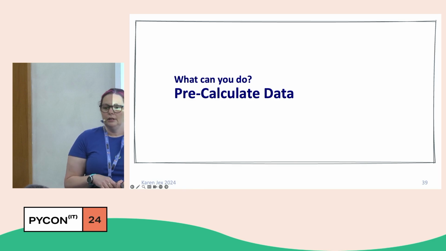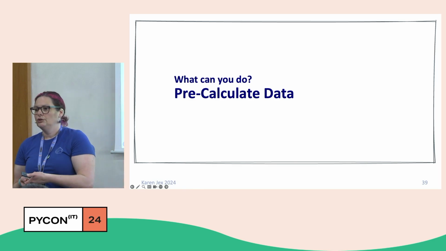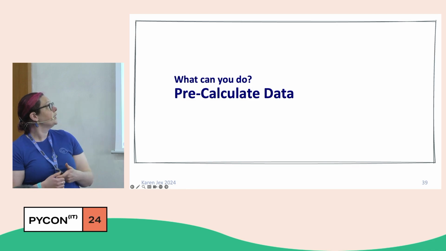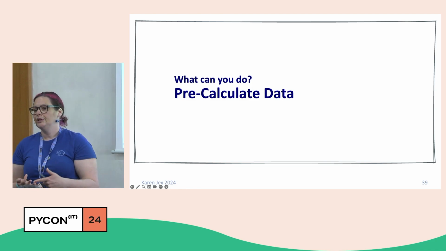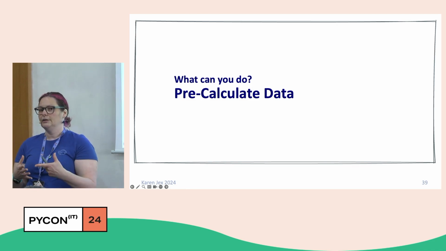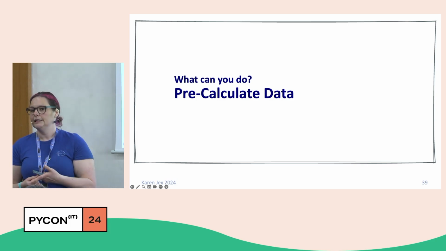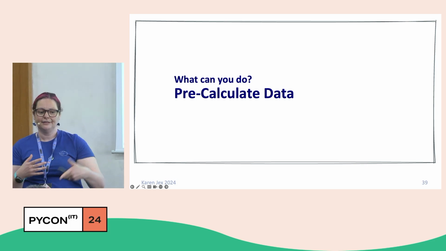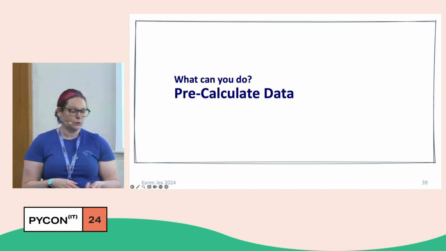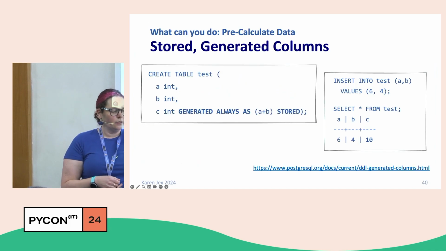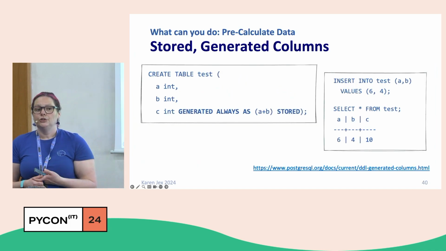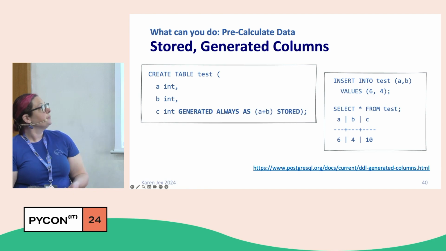The most performant way of doing something is usually to not do it. So we can pre-calculate, pre-sort, pre-aggregate some of that data that's needed in our analytics queries so that we just do it once. We don't have to keep doing that each time we run our analytics queries. One of the ways we can do that is using stored generated columns.